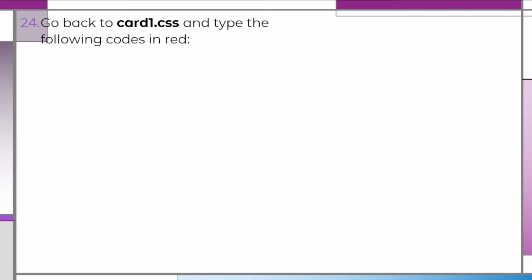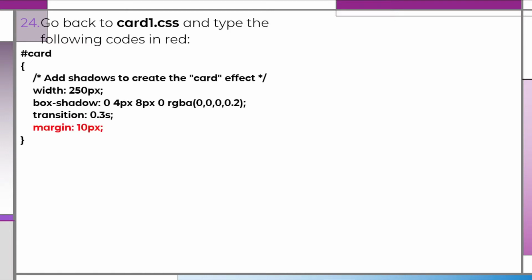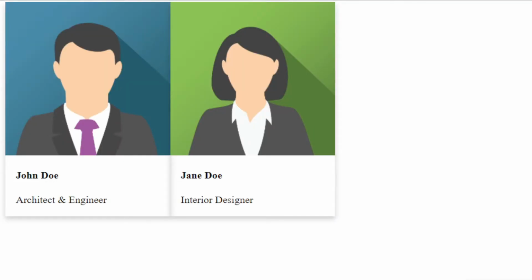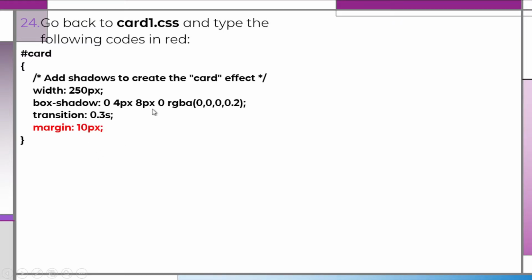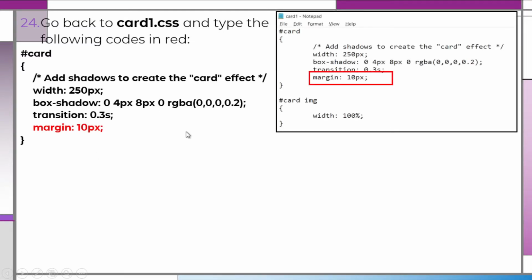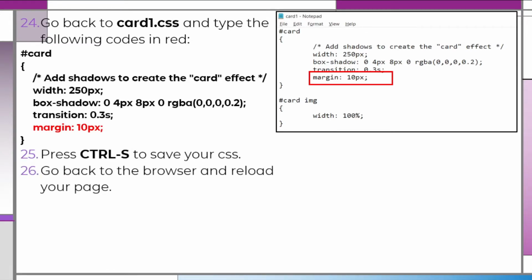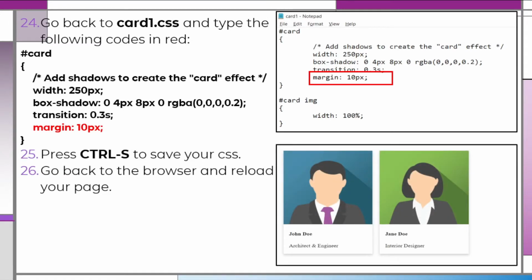Go back to card 1 CSS and type the following codes in red. Remember, we already have the card. So what are we doing now? If you look at this example, you will see that our card sticks to the other card, and that's not a good design. So we're going to put a space in between these two, and to do that we are going to use margin. We're going to set a margin like so. Save your work and go back to your browser and reload the page, and there you have it. That is your card.